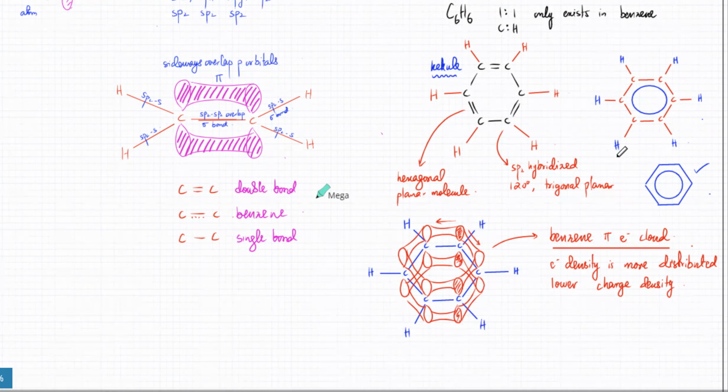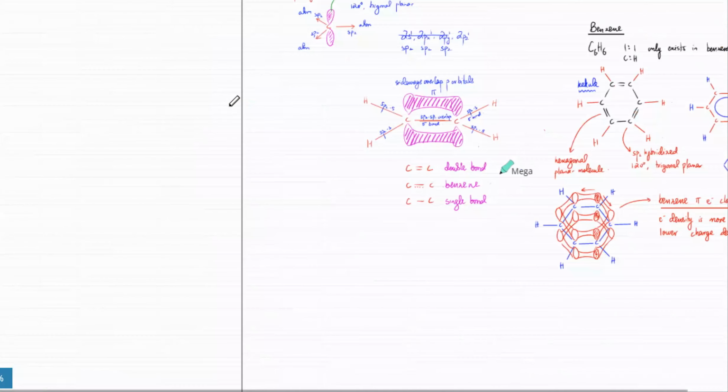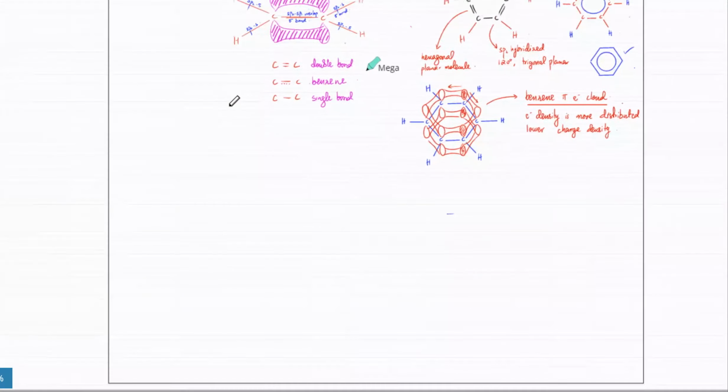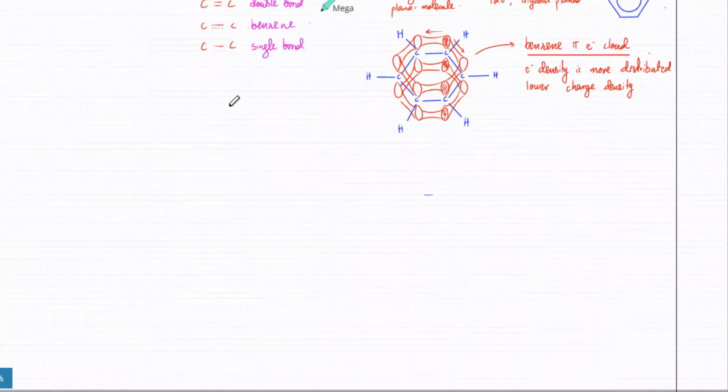Anyways, I'm going to leave benzene over here. Remember, a lot of comparison would happen between alkenes and benzene. Benzene has a lower electron density in its pi electron cloud, and alkenes have a much higher electron density. So we're going to quickly recap what you have studied in AS about alkenes, and then we're going to talk about benzene.